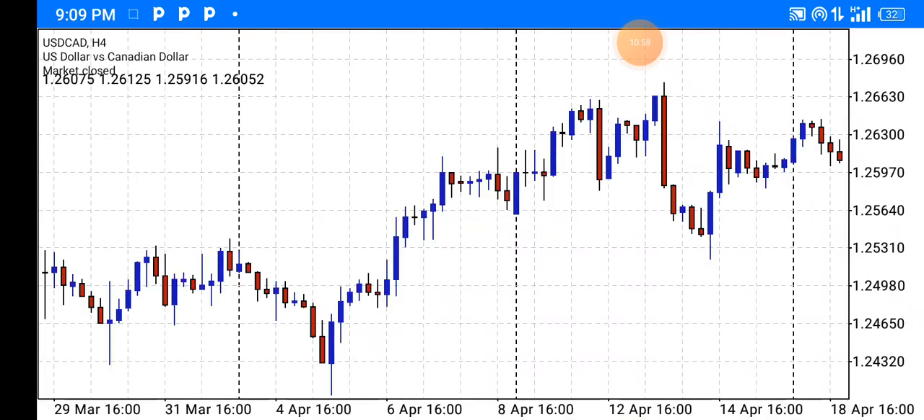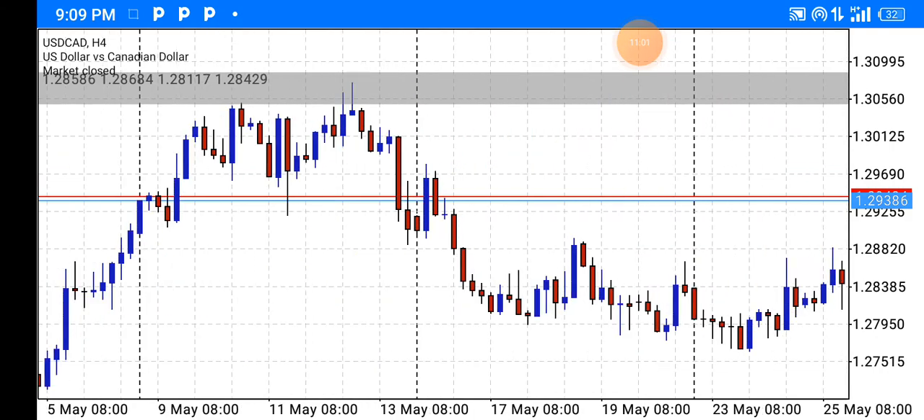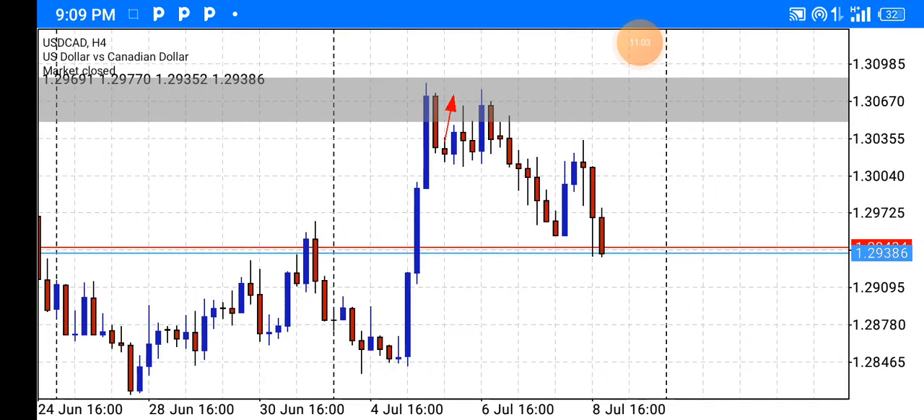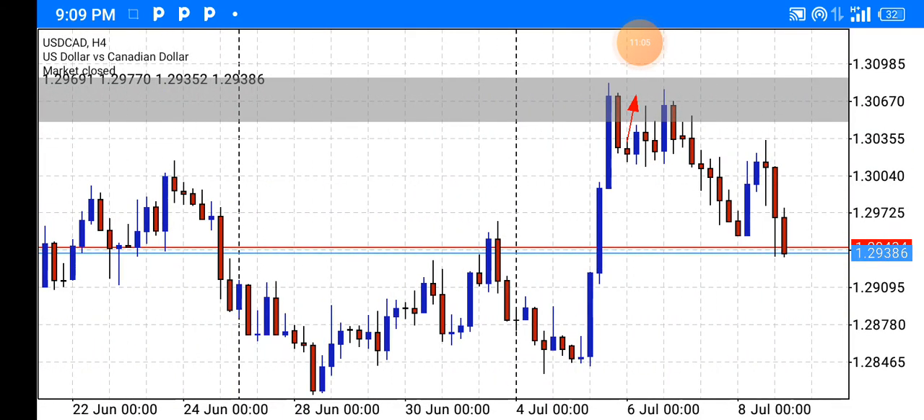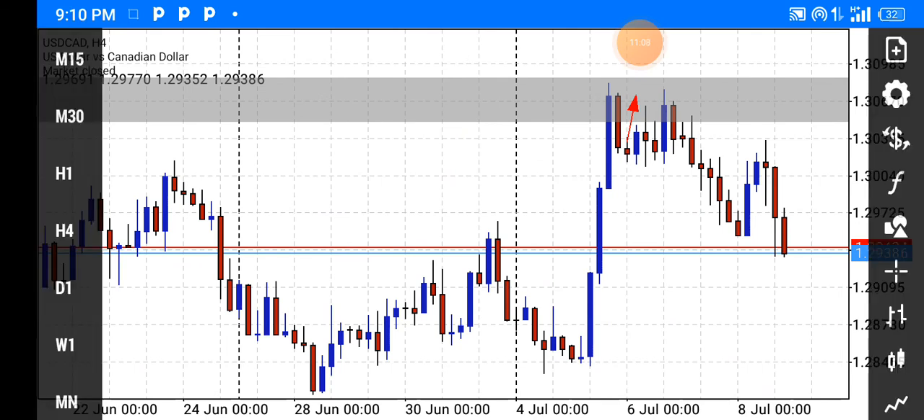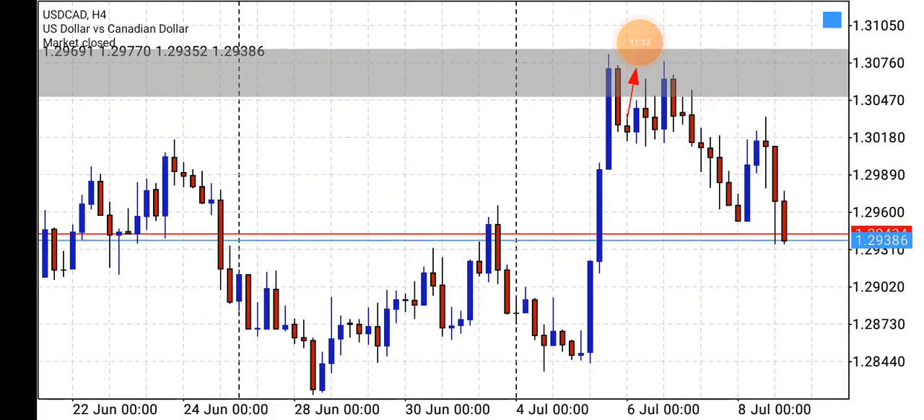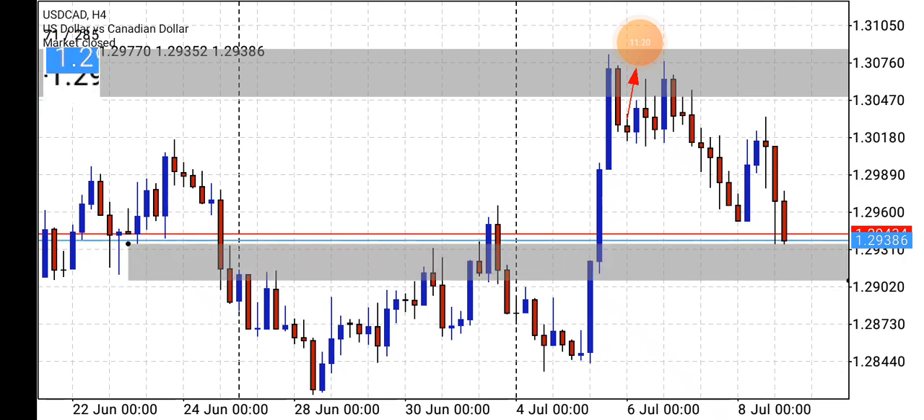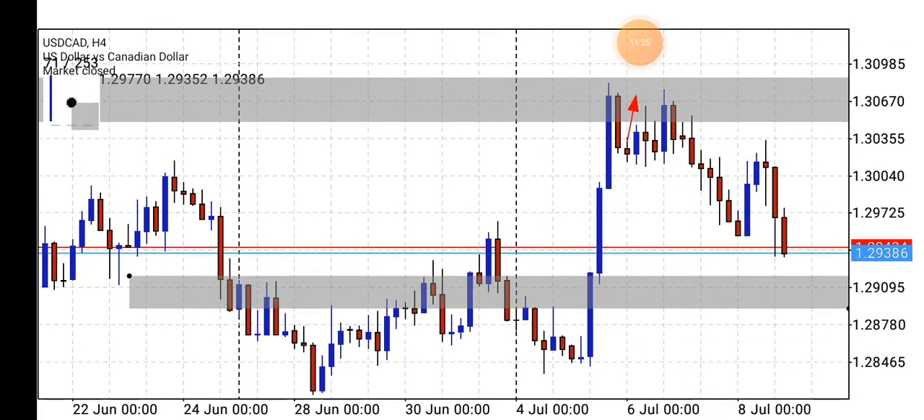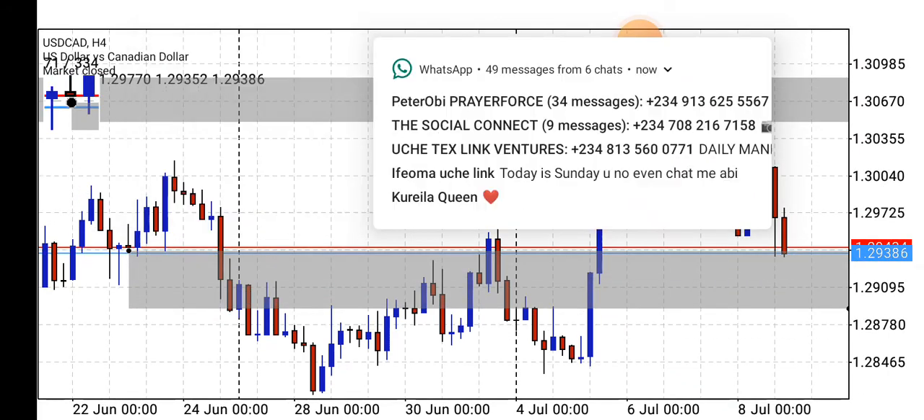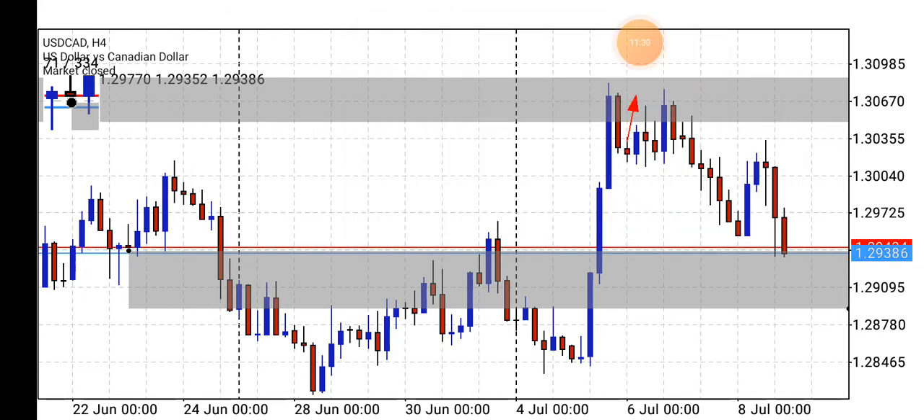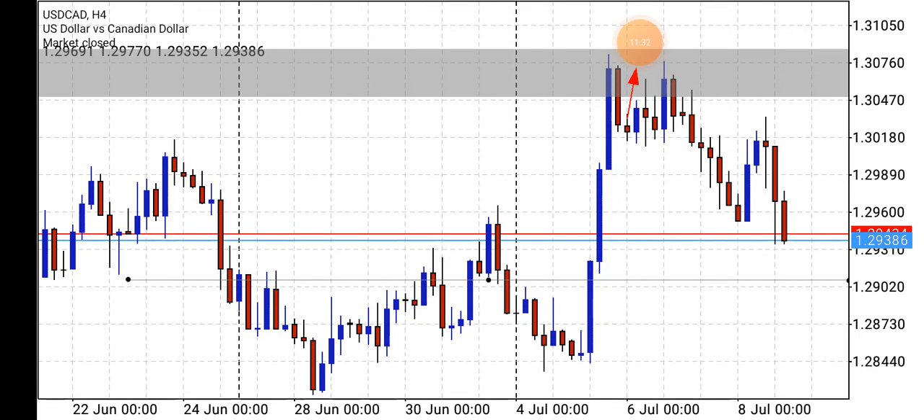On this USD Canada, just like I said, in the 4-hour time frame we find that there is a resistance here, and this currency has tested it this particular time, which means we are expecting it to rally up. We are expecting it to rally up at any moment in time. So it just tested this zone again.